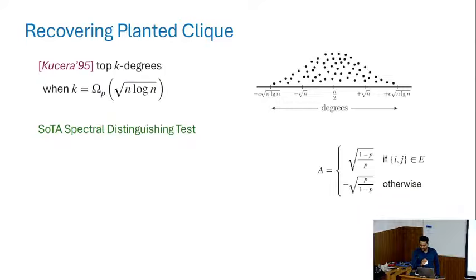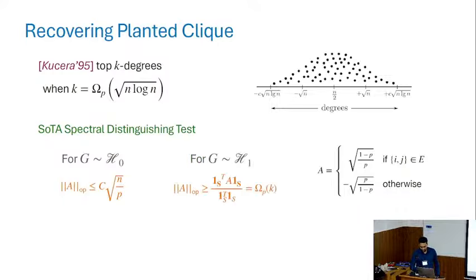And the state-of-the-art is that we can remove this log n factor, and even a simple spectral test, which looks at the eigenvalues of this normalized adjacency matrix, this signed adjacency matrix for p equals 1/2. This is the plus-minus 1 signed adjacency matrix. For a random graph, we know the largest eigenvalue is at most square root n, while when we plant the signal, the indicator vector of the signal gives a quadratic form of k.